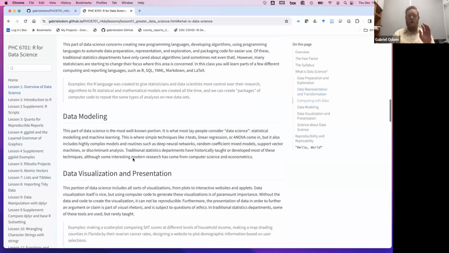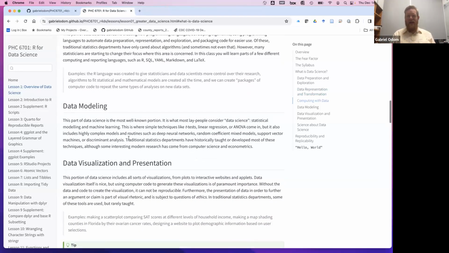Now, this is the part. So point number 4 of data science, this is the actual traditional statistics stuff. This is where the t-test stuff comes in. This is ANOVA. This is regression. This is Poisson regression, negative binomial. This is your factor analysis. All this other sort of stuff. This all fits squarely under the data modeling point.